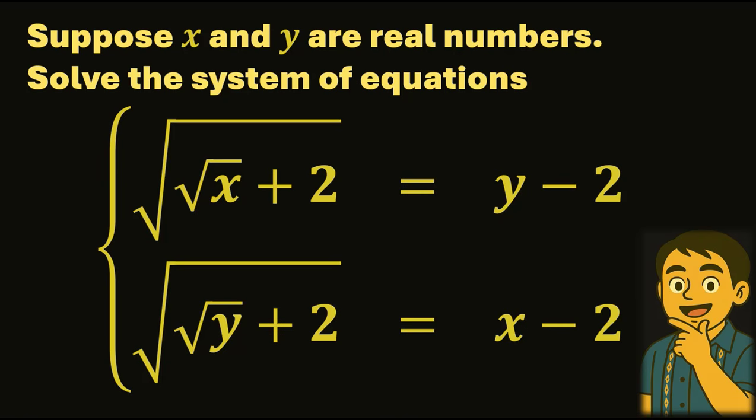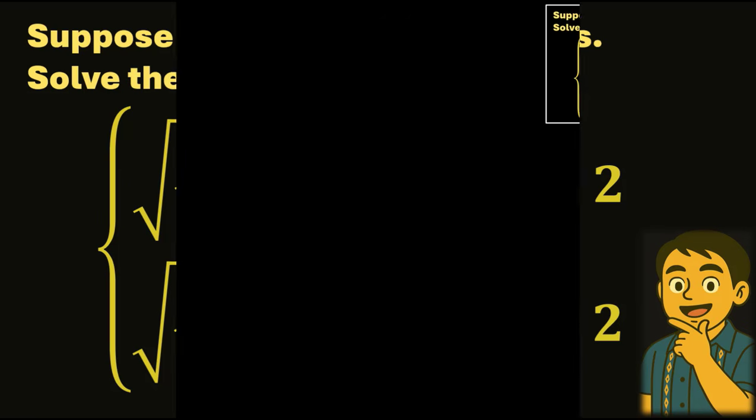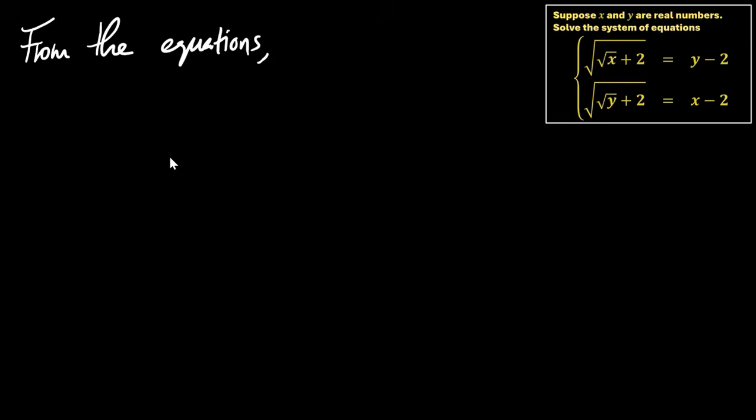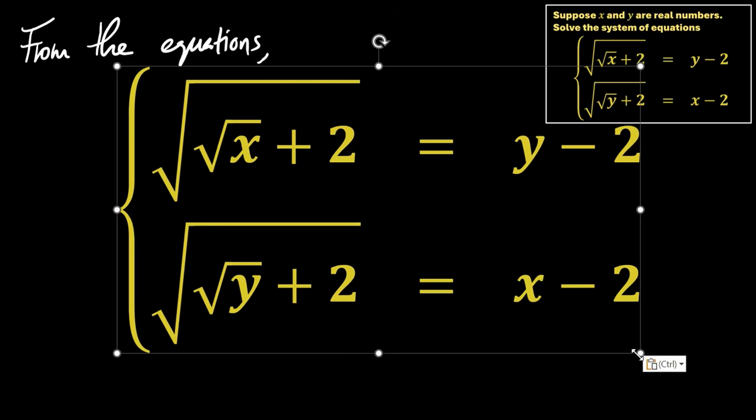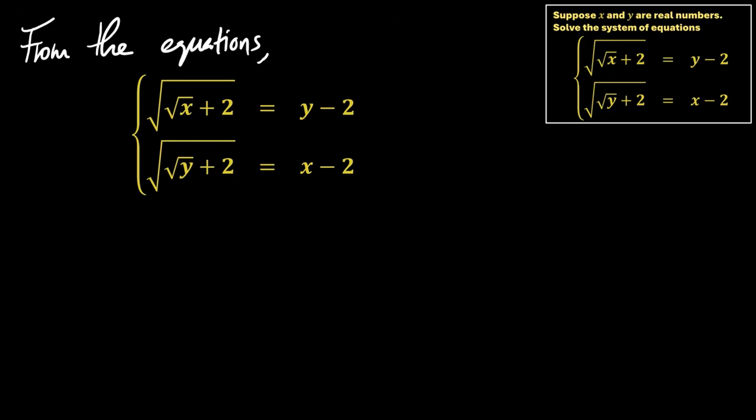Suppose x and y are real numbers. We are asked to solve this system of equations. From the given equations, they look very symmetrical, meaning that when we interchange x and y, you get from the first equation to the second equation.